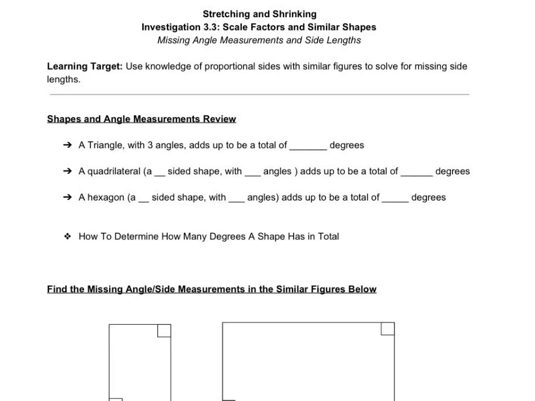This is your video for Stretching and Shrinking Investigation 3.3. Our learning target for this section is to use our knowledge of proportional sides, which needs to be true when you have similar figures, and expand on that to solve for missing side lengths when we know that two figures are similar. But in order to do this, we're going to do a quick review as well from our Shapes and Designs book as far as shapes and their total degrees.